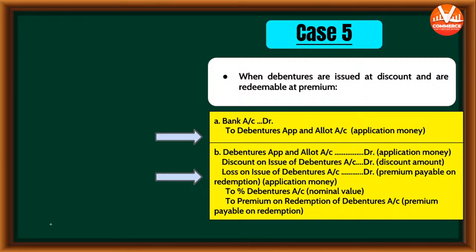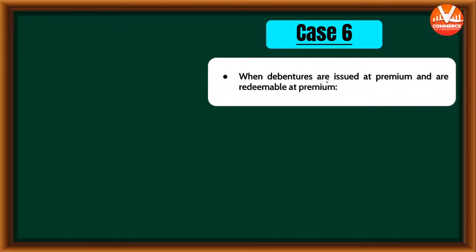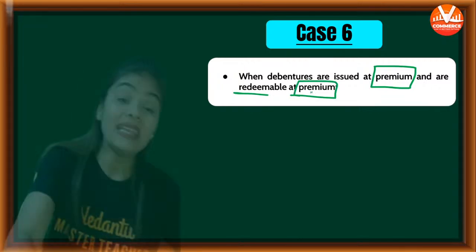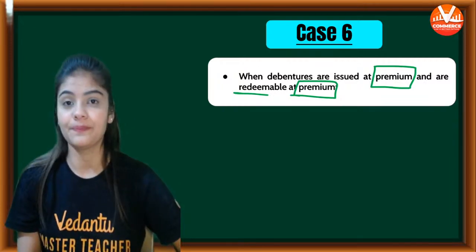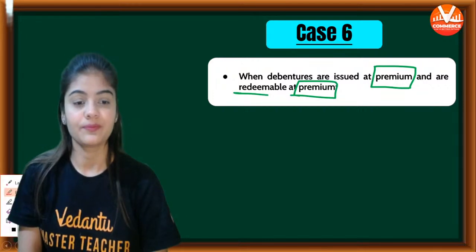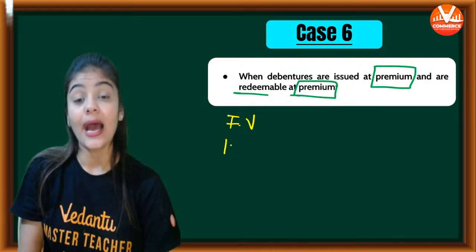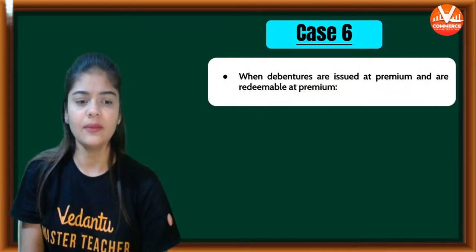Now coming on to the last case. The sixth case that we have is when debentures are issued at premium and they are redeemable at premium. So issued at premium and redeemable also at premium. Let's take an example.